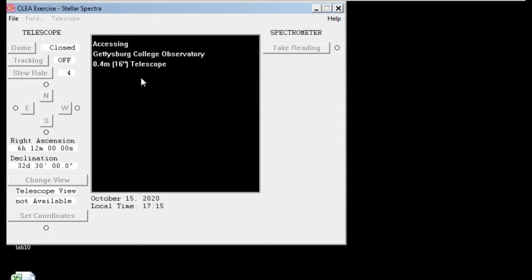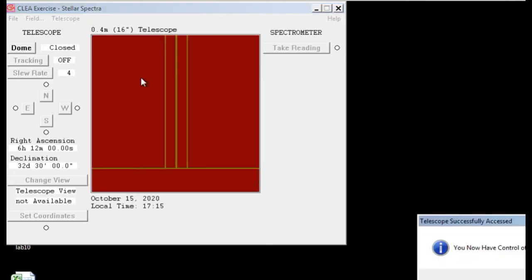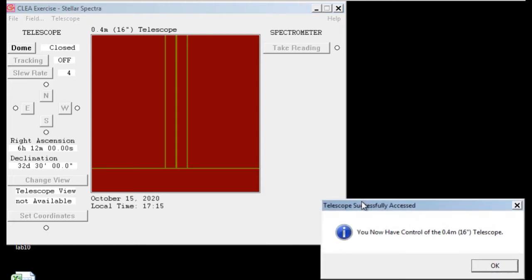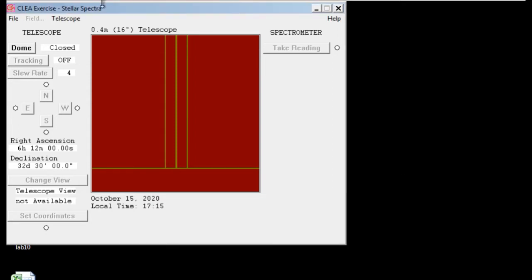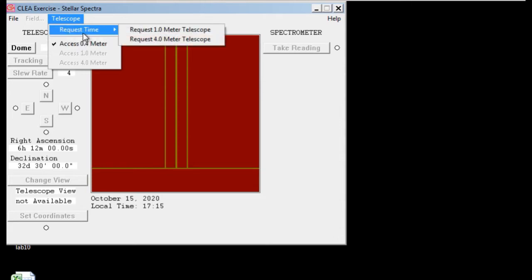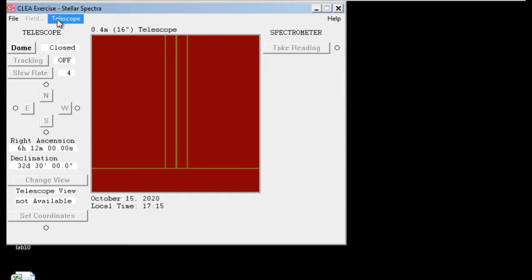And what this gives you is a glimpse into what it would be like controlling a specific telescope. So you now have control of the 0.4 meter or 16-inch telescope, which is a good sized telescope. You can also go here to see which telescopes you have access to. Right now you have access to the 4.4 meter, but you can request access to larger telescopes. So the maker of this wanted you to feel like a real researcher, where you don't really have access to the best of the best unless you have something to show for it.